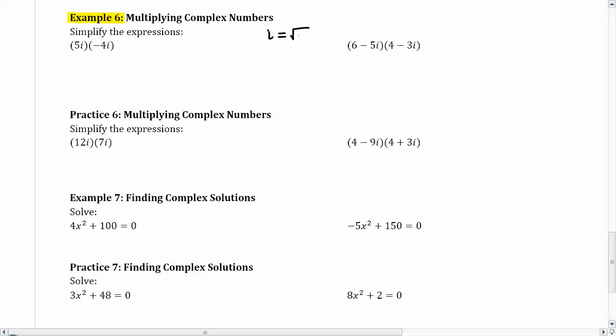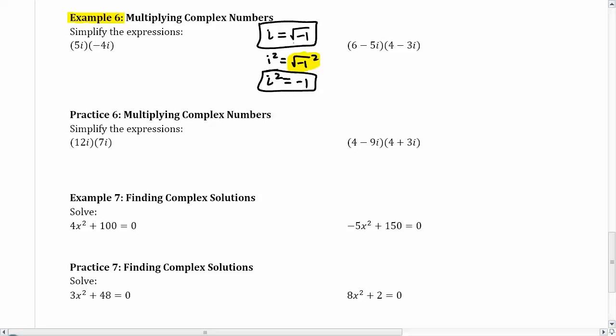If i is the square root of negative 1, that's our earlier definition, what happens when we square both sides? So i squared equals the square root of negative 1 squared. Well, when you square and square root, they cancel each other out. So we find that i squared equals negative 1. That's how square roots and squares work. They are inverses of each other.